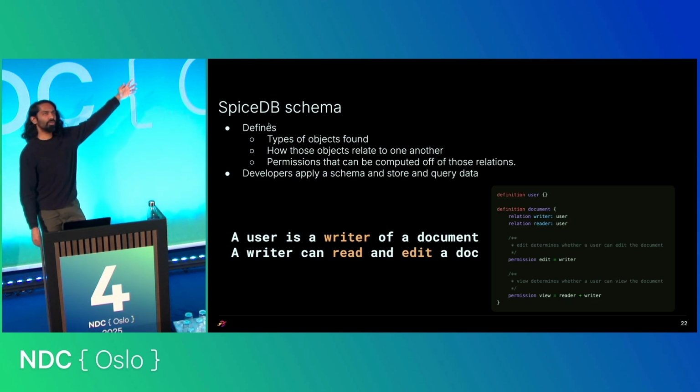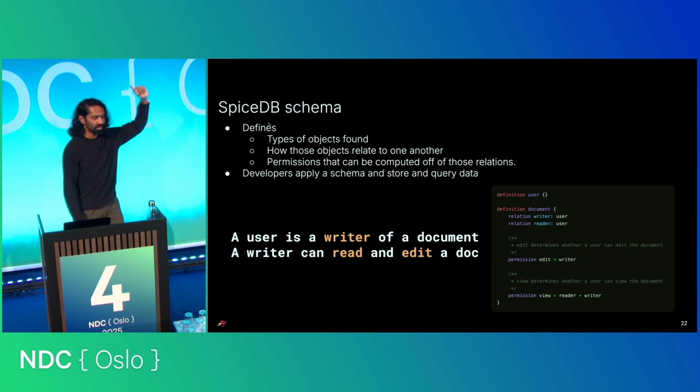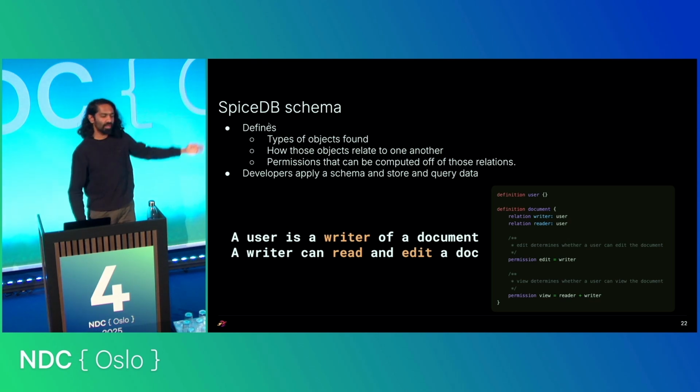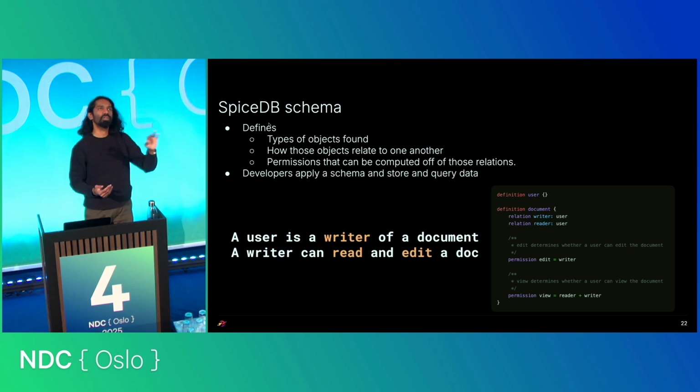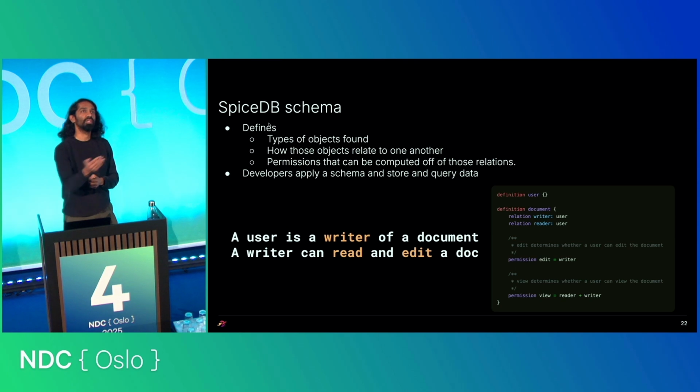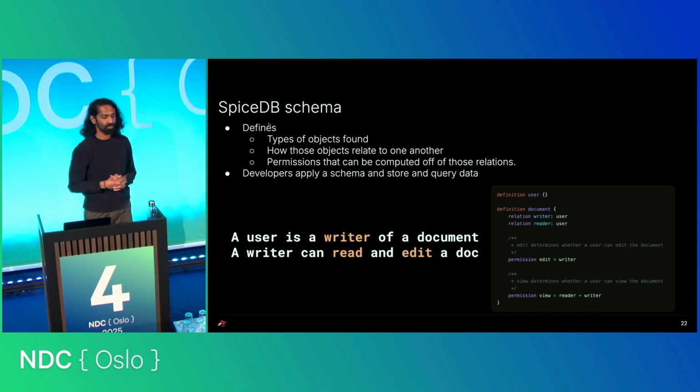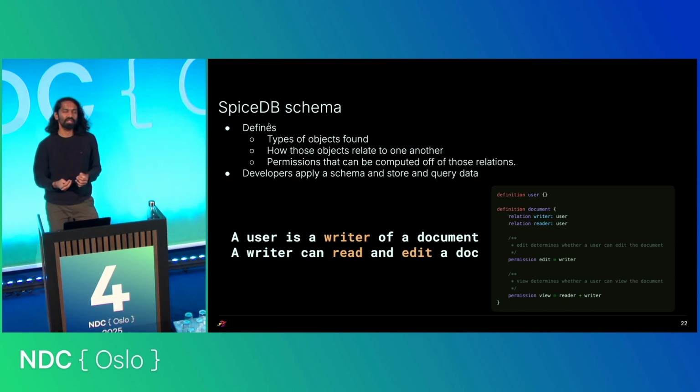You define a user, and hopefully you can see it at the back there. You define a document, and then you define the relation between the user and a document. So in line 3, you can see it says a user can be a writer of a document. And in line 4, a user can also be a reader of a document. And then for each of those relations, you can define permissions.